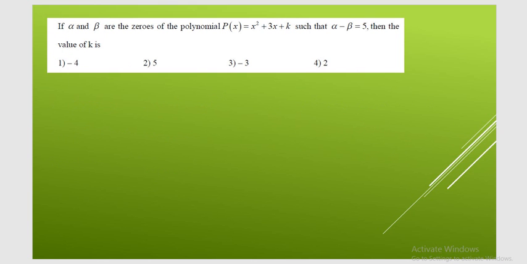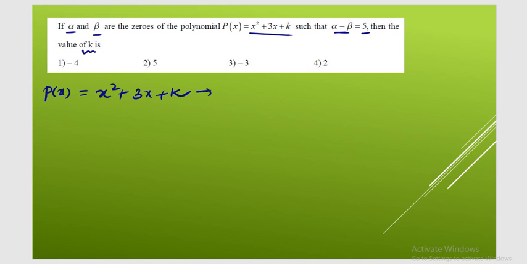Next, moving on to one more question. So alpha beta are the zeros of this particular polynomial, and alpha minus beta is equal to 5 is one more relation that is given. So we need to find out the value of k, right? Now let us see how to solve this. So p of x is equal to x square plus 3x plus k, right?